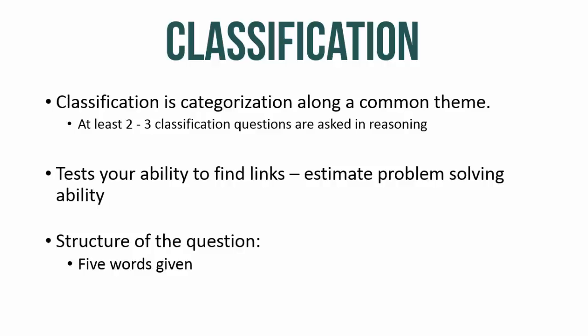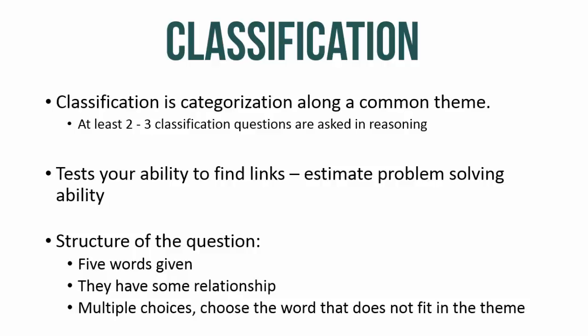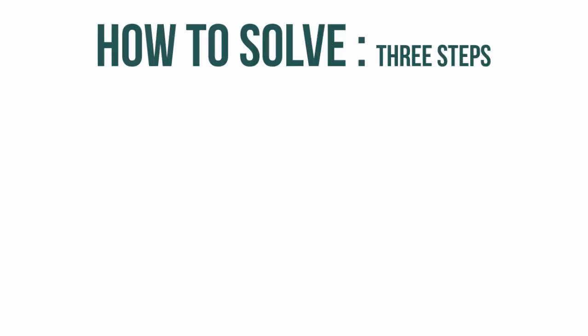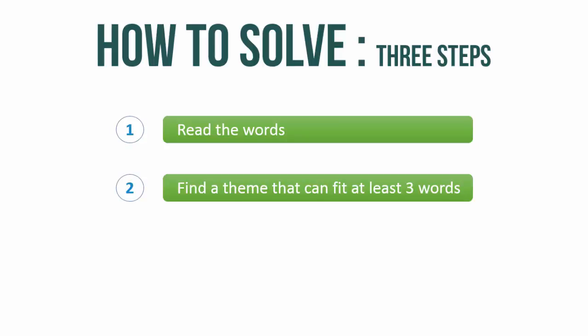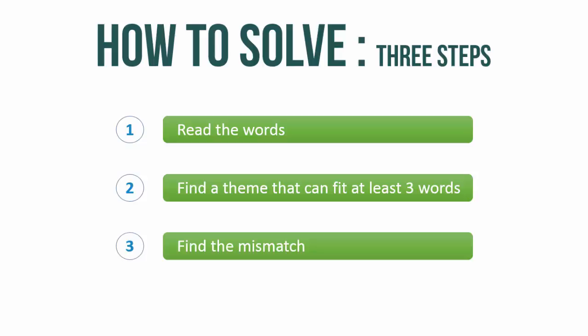If you look at the structure of the question, you would be given 5 words. These 5 words would have some kind of relationship. You'd be given multiple choices and you'll have to choose a word that does not fit into the theme. Let's look at a way to solve a classification question in the reasoning section. The first step is to read the set of words that have been provided in the question. The second step is to find a theme that can fit at least 3 of the given words. And the third step is to find the mismatch and point it out as the answer.